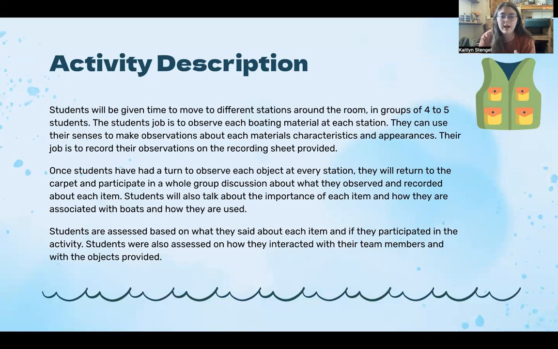Once students have had a turn to observe each object at every station, they'll return to the carpet and participate in a whole group discussion about what they observed and recorded about each item. Students will also talk about the importance of each item, how they're associated with boats, and how they are used. Students are assessed based on what they said about each item and if they participated in the activity. They were also assessed on how they interacted with their team members and with the objects provided. So very much they're assessed on if they participate and how well they interact with others.